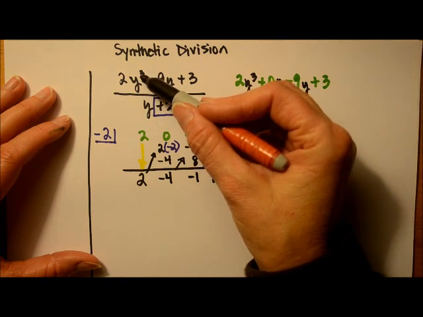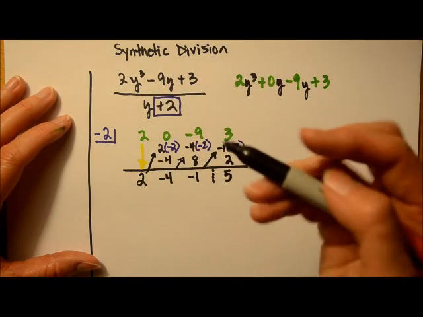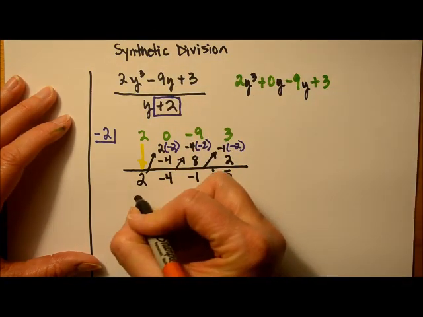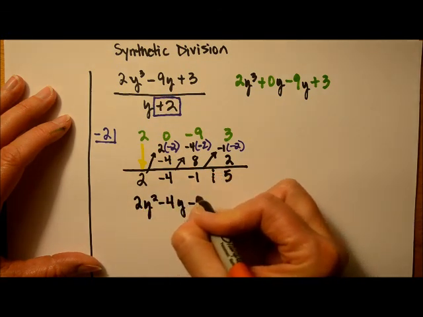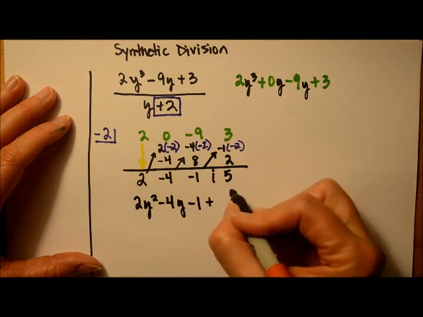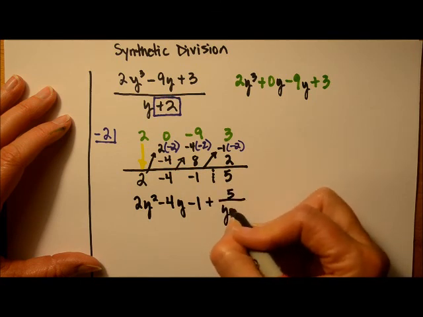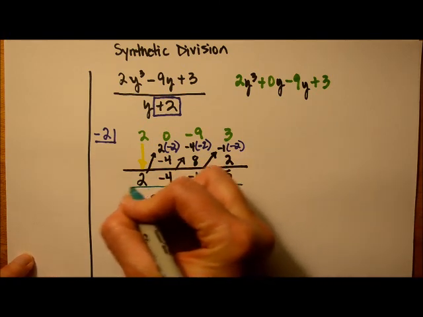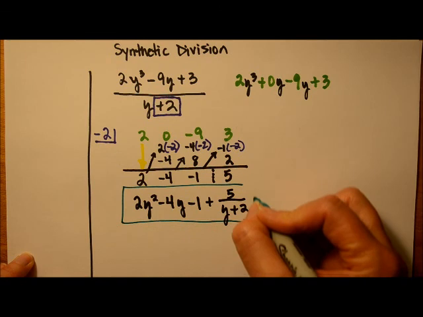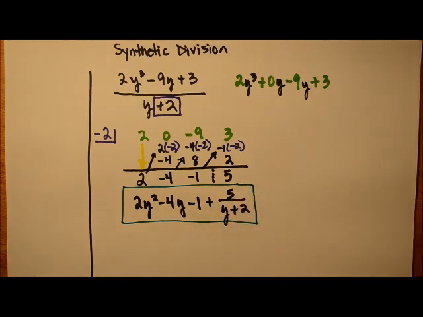The next thing I need to do is look back at this. I see that I have y cubed, so that is my highest exponent. So I'm going to go down 1 to y squared, and I'm going to fill it in with these numbers. 2y squared minus 4y minus 1, and this time I have a remainder, so plus 5 all over y plus 2. And that is my answer. What do you think? Not so bad, right?